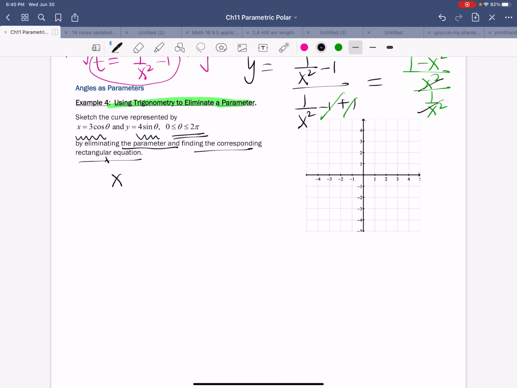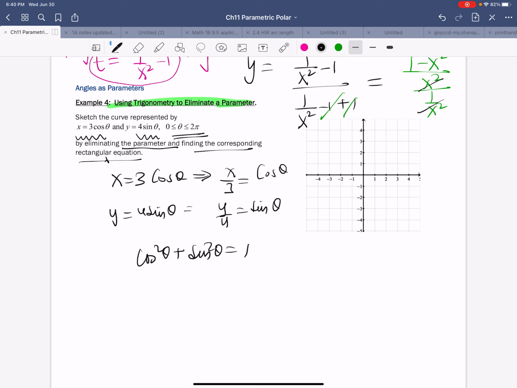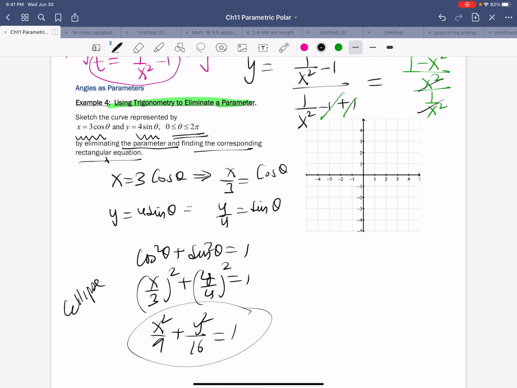So I can say x is equal to 3 cos theta means x over 3 is equal to cosine theta. And y is equal to 4 sine theta means y over 4 equals sine theta. Once you have cos theta and sine theta alone, it is a lot easier because we know cos squared theta plus sine squared theta is equal to 1. We're going to use the Pythagorean identity here. Cos theta is x over 3, sine theta is y over 4. So x squared over 9 plus y squared over 16 is equal to 1. And that looks like it's going to be an ellipse. This is the equation of an ellipse.